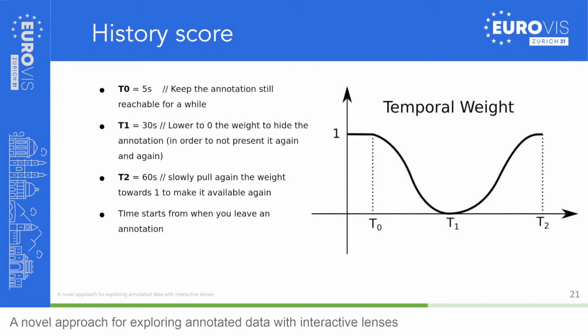The history score instead assigns a temporal weight to each viewed annotation. If an annotation has never been seen or the annotation disappeared a short time ago, the weight is set to 1 to make the annotation reachable. As time passes after the annotation disappears, the weight slowly fades towards 0 to make the annotation less likely to be reselected. Finally, after some time, the score increases again to return to the initial condition.